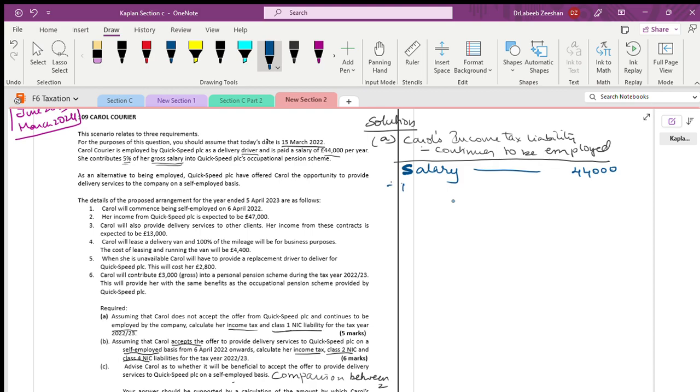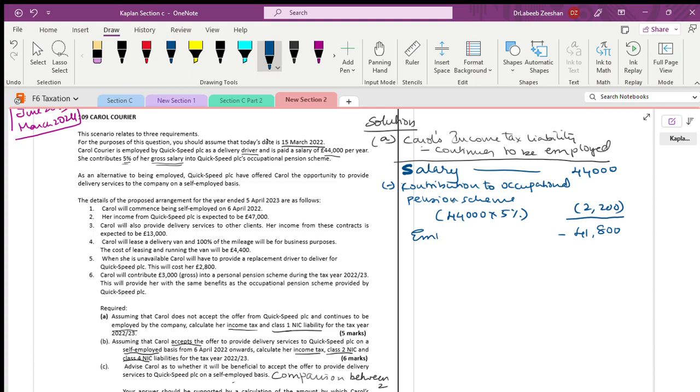Less: contribution to the occupational pension scheme. How much are they offering? 5%. So 44,000 times 5% comes to 2,200. And 44,000 less 2,200 is 41,800. This is the employment income.